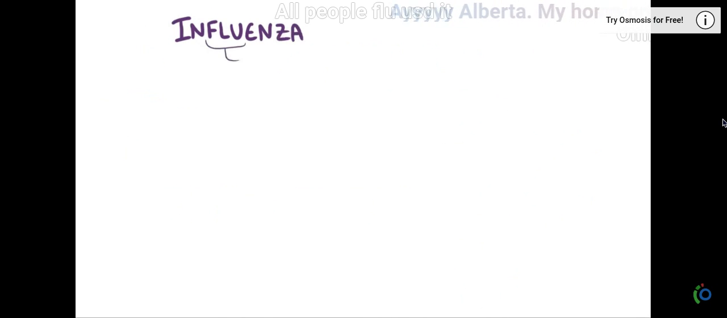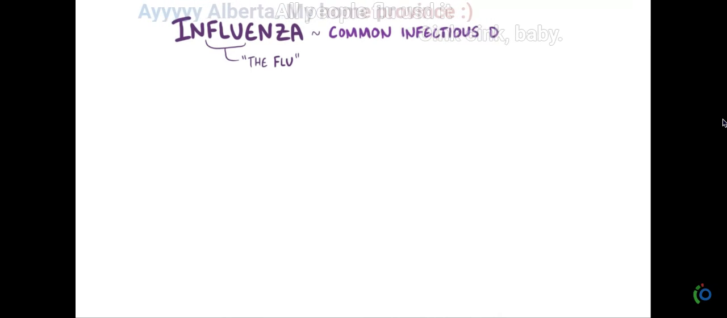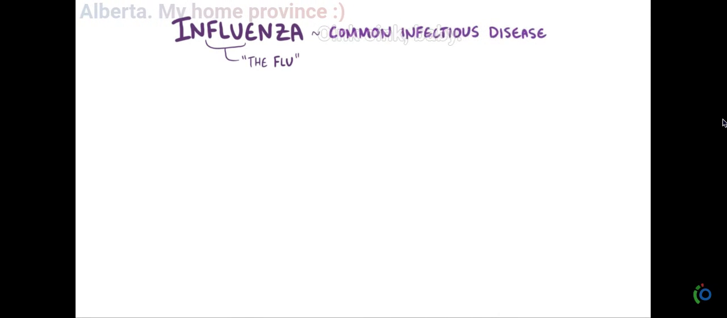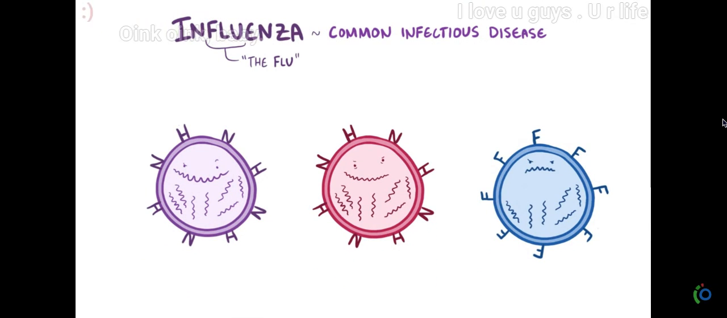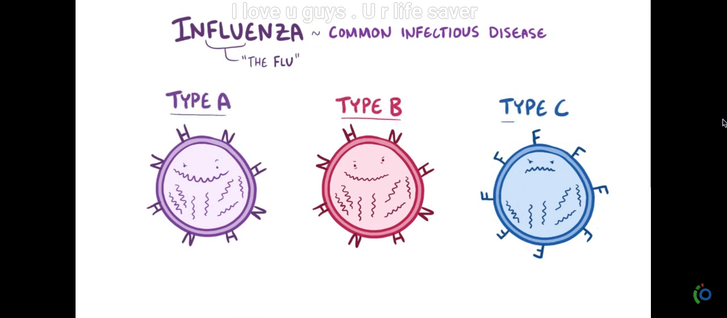Influenza, the virus that causes the flu, is one of the most common infectious diseases. Now, there are 3 types of influenza that infect humans, called Type A, Type B, and Type C, each one with a slightly different genome and proteins.